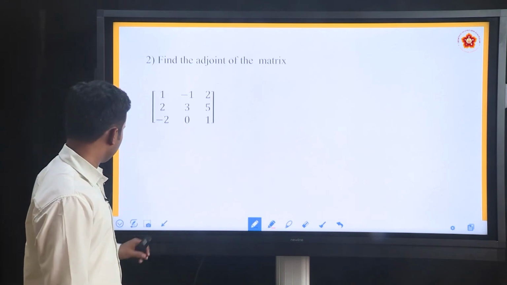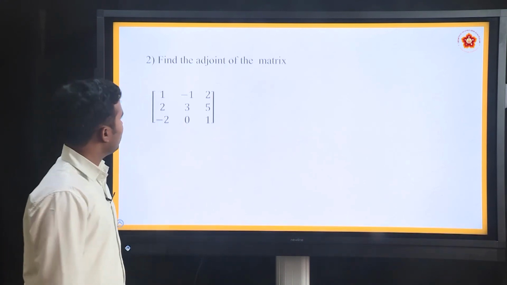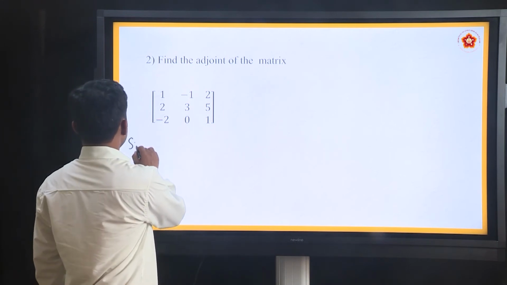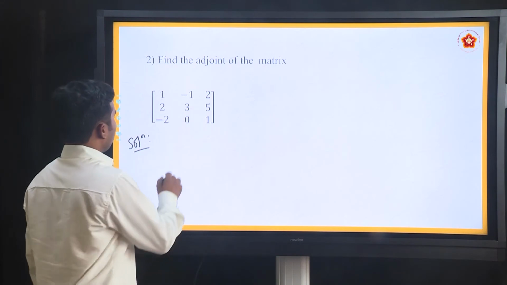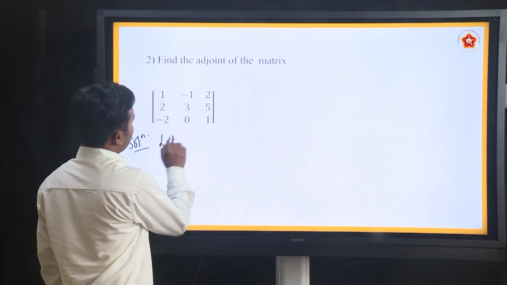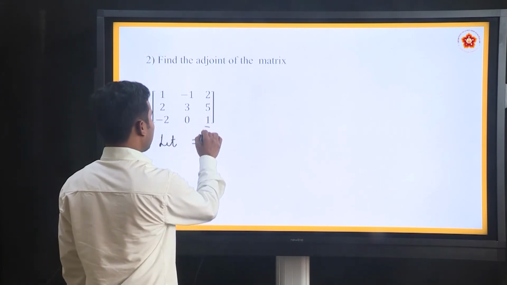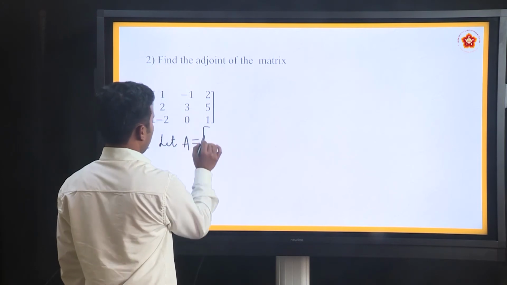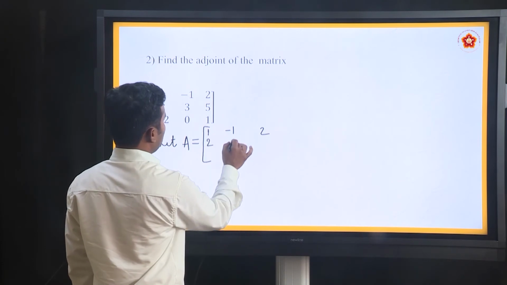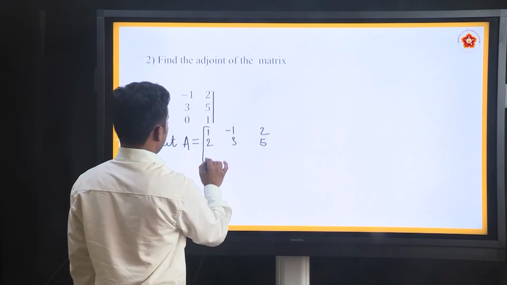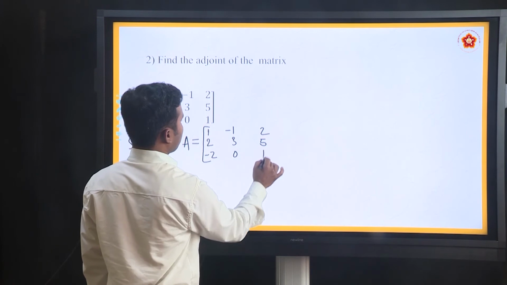So here, we can do the same thing. What we can do is, I'll take the given matrix A is equal to 1, minus 1, 2, 2, 3, 5 and minus 2, 0, 1. Okay.